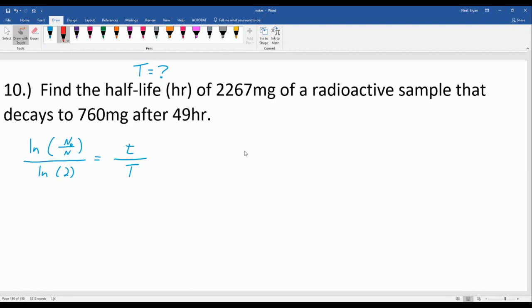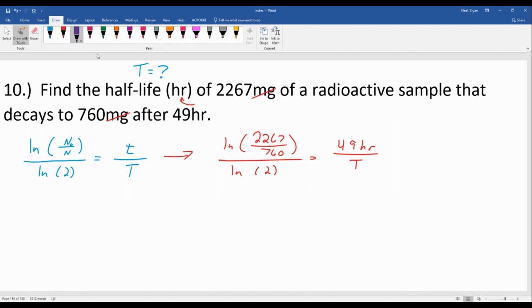All right, so plugging into this and looking at the units, milligrams and milligrams are going to cancel. We have hours. We're trying to get to hours, so that's not going to be a problem. We just need to plug in. So we've got the natural log of the original amount over the starting amount. So that's going to be 2267 over 760. Then this is over the natural log of 2. Then our time is 49 hours, and we don't know the half-life.